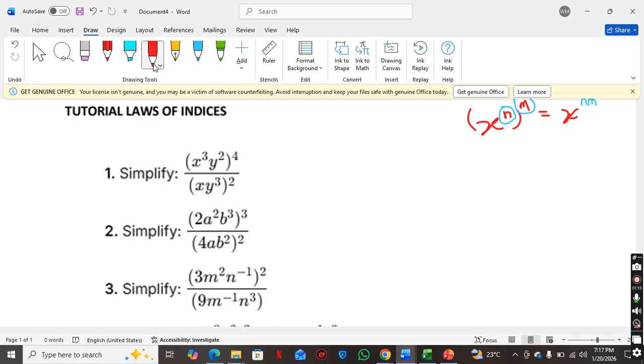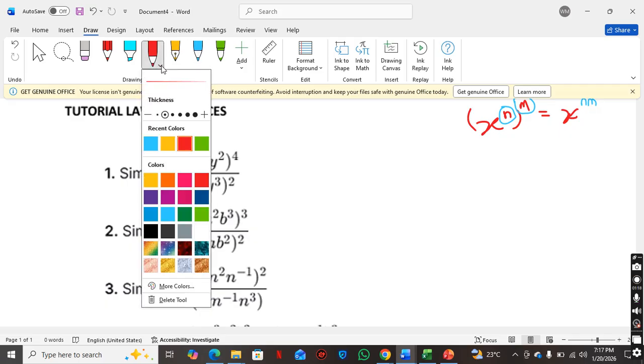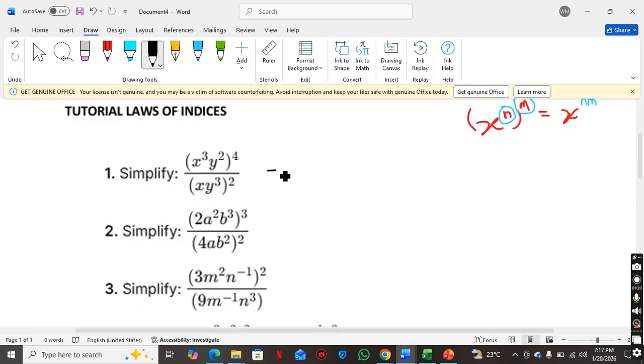So write it down like this. So this power 4, we're going to multiply it with this 3 and this 2. So we're going to say x to the power, 4 times 3, that gives us 12. Then for our y variable, we're going to multiply 4 times 2, that gives us 8. This is the law we are applying on this question here.